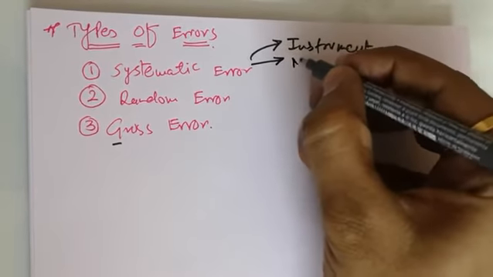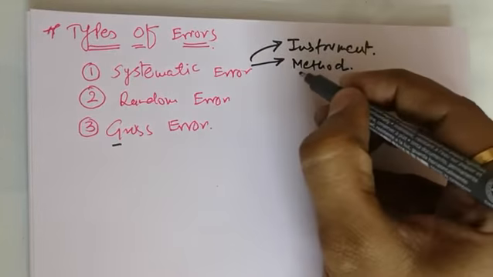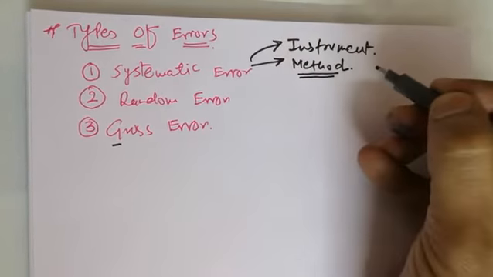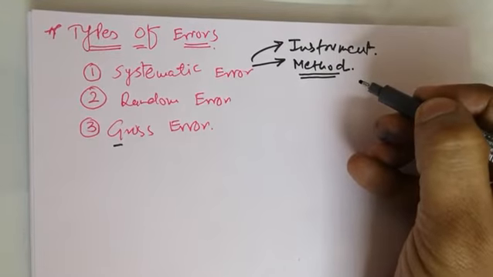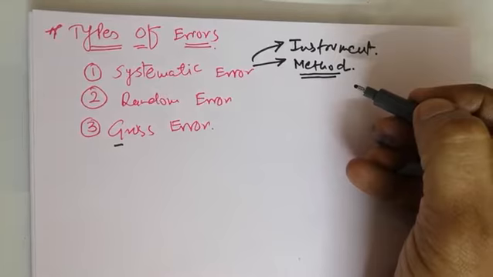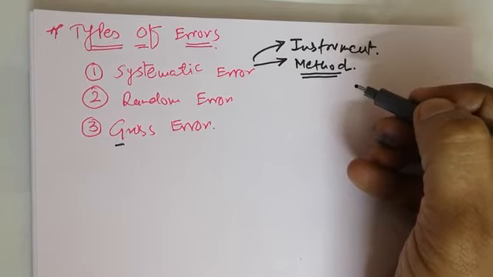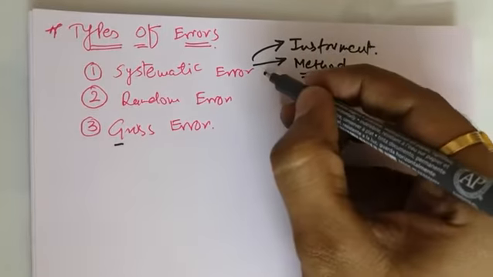The next one is called a method error. Under systematic error, if you are following a wrong method and perform the experiment for a long interval of time or numerous times, it again leads to a systematic error, and you cannot reach your final destination, meaning the actual result.